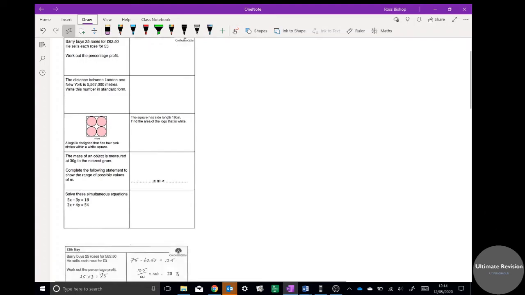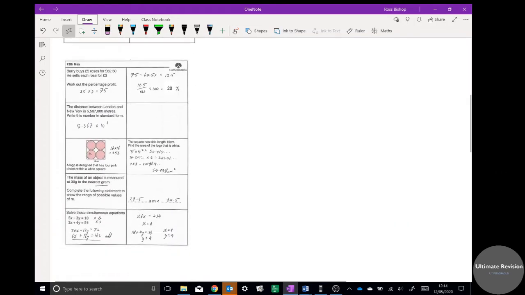Okay, that's about time. Here are the answers to that. First one is he sells at a 3% profit, remember the difference over the original, so 20%. Standard form 5.567 times 6. This one, the area, you need to work out the area of all of the circles and then minus it from the square, 54.93. This looks like an error interval question, so it's between 30.5 and 29.5. And in the simultaneous equations, get them equal, subtract, you should get x is 9 and y is also 9. Okay, so do check your answers.